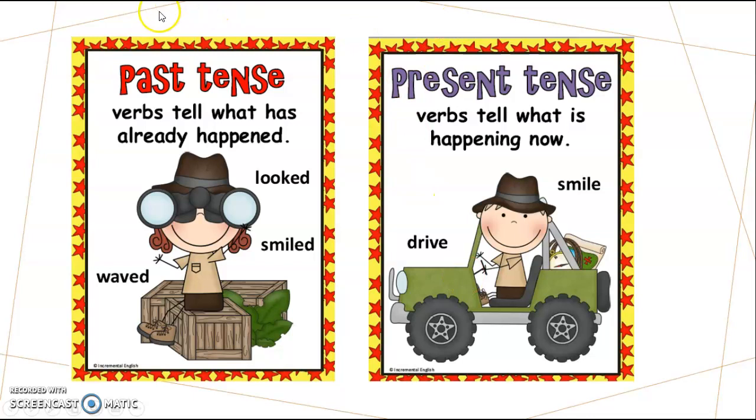So here we have two visuals, one talking about past tense and the other one talking about present tense. And we know that the past is something that has already happened, and the present is telling us what is happening right now. We also know that for past tense, sometimes the words might end in ed. However, we know that that's not always the case. And in present, they do not end in ed and are telling us what is happening right now.